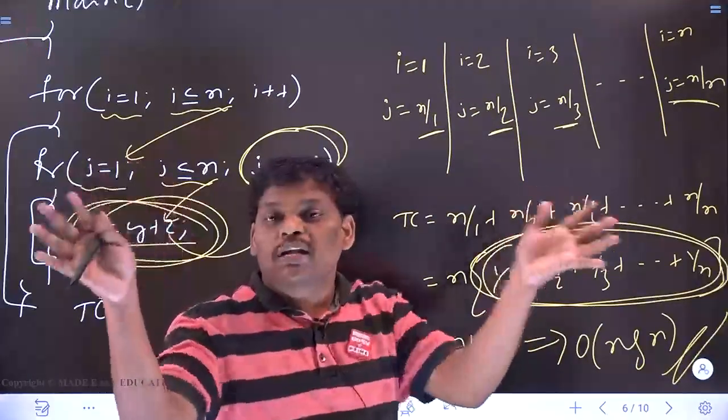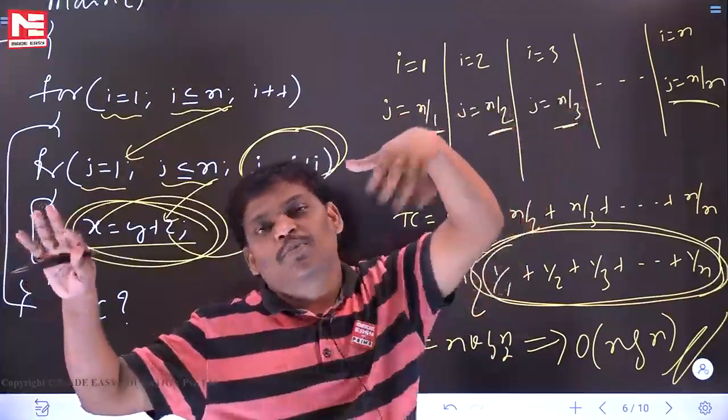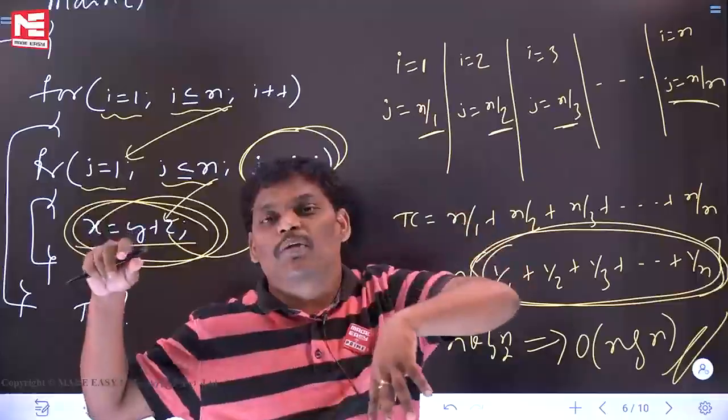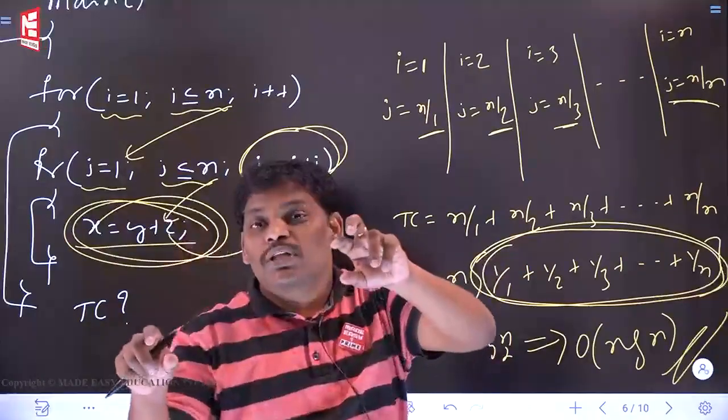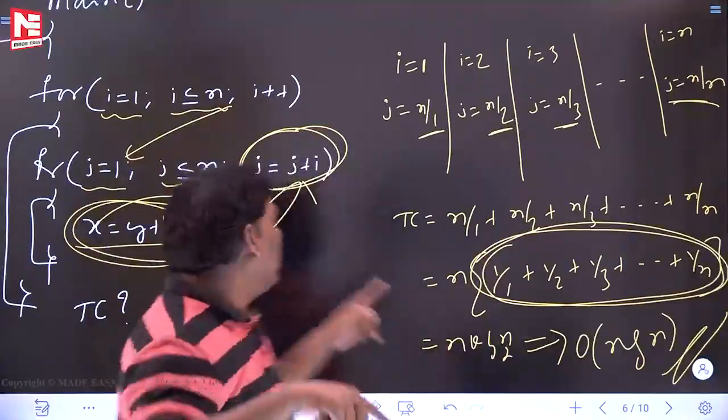For inner loops, don't multiply blindly. If the inner loops have no dependency, what is the meaning? The I loop you are able to say n times, the J loop you are able to say n square. If there is no dependency in the inner loops, then multiply directly. For inner loops with dependency, do it like this.